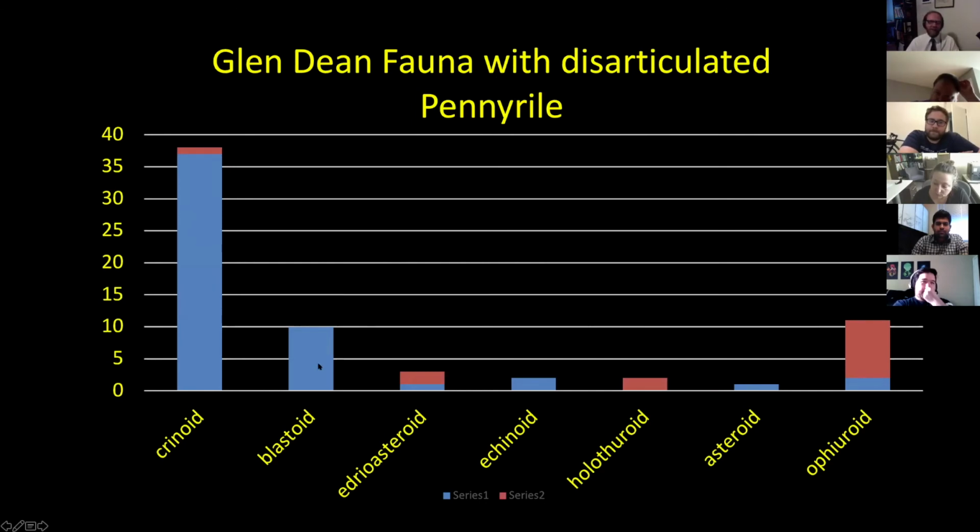Blastoid fauna, we haven't really changed it that much. We added 2 new edrioasteroids to the fauna. We already had the 2 echinoids. We added 2 sea cucumbers and 9 species of brittle stars to the fauna. So this formation's diversity has skyrocketed in terms of the ophiuroids, which went from relative obscurity to the second most abundant group of echinoderms because we looked at it in a different way.